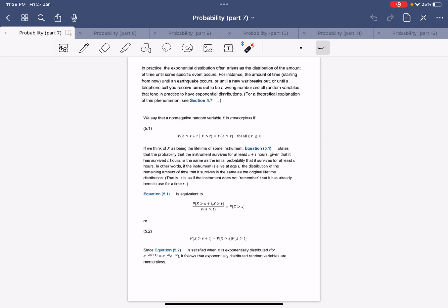While we will not prove it, it is actually possible to show that a continuous random variable with the memoryless property has to be exponentially distributed. And so you can take a look at the textbook to do more examples about exponential distribution, but I hope I've shown you what it is and now you can use it.